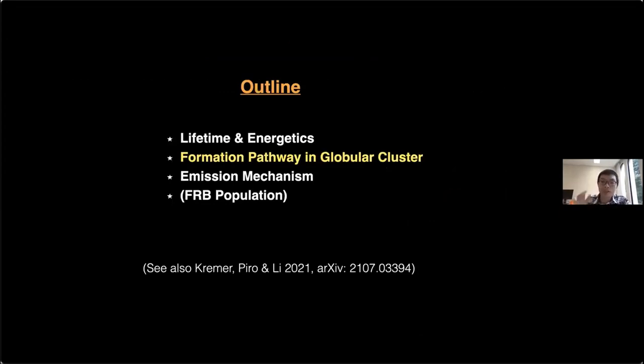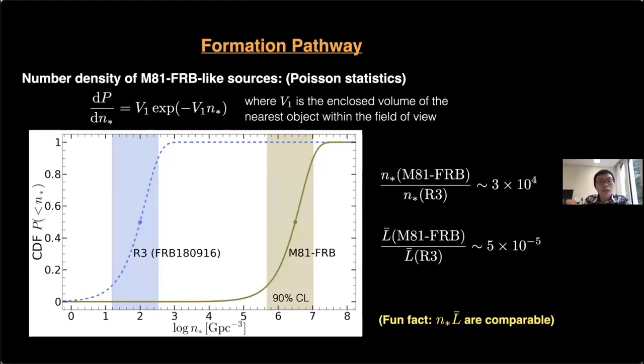How is such a neutron star formed in a globular cluster? This has also been talked about by Kyle Kramer. So this is a very simple argument. It's the number density of such sources in the universe, which can be obtained because we know the nearest object of a given class, assuming a homogeneous distribution in the universe. Here's the cumulative distribution of number density of such sources, given the enclosed volume of the nearest object.